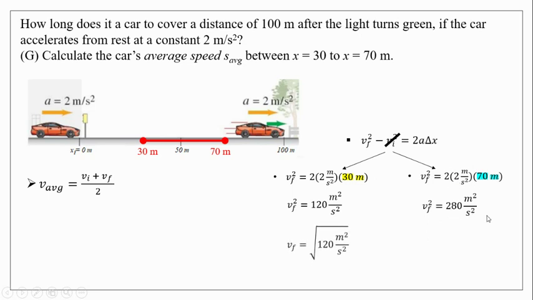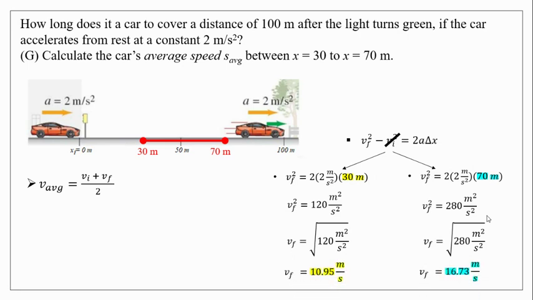And then to get VF, we square root both sides. So the square root of 120, and then we have the square root of 280. Square root of 120 is about 10.95, and then the square root of 280 is about 16.73. So that is now my VI and VF, okay? So again, the VF here is now my initial as I'm doing it from 30 to 70. And then I know this velocity here, which is VF, so I know how fast the car is moving at these two locations.